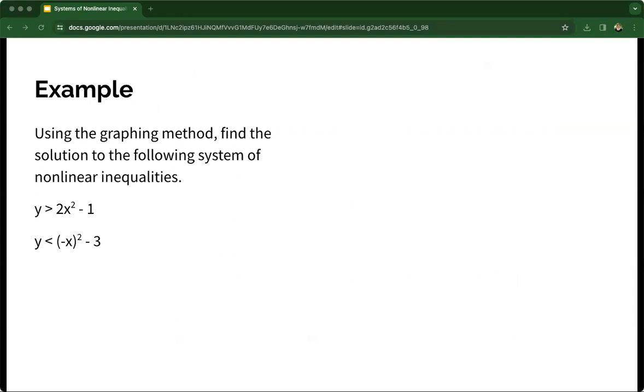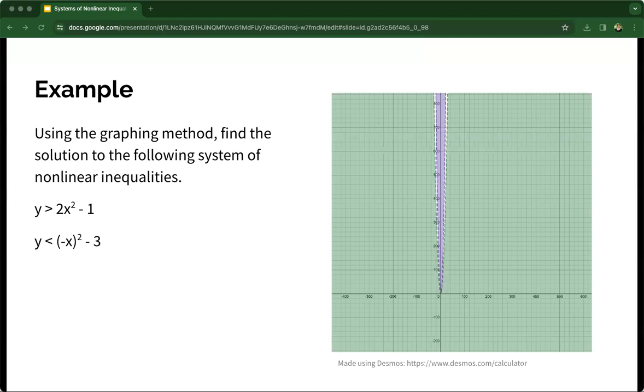The first inequality in this system is y is greater than 2x squared minus 1. The second inequality is y is less than -x squared minus 3. Be careful with the signs. Pause for a second and try this one on your own. So I graphed the system, which you can now see on the right. You may need to zoom, but the two shaded regions will never overlap. Therefore, this system of nonlinear inequalities has no solution.